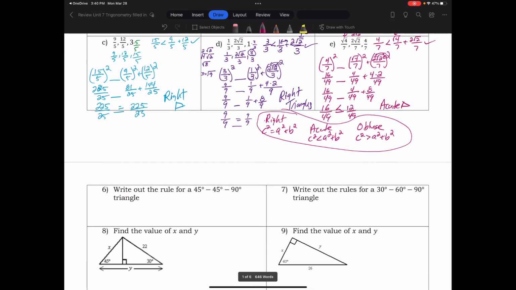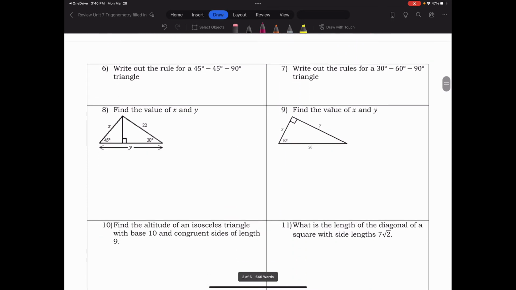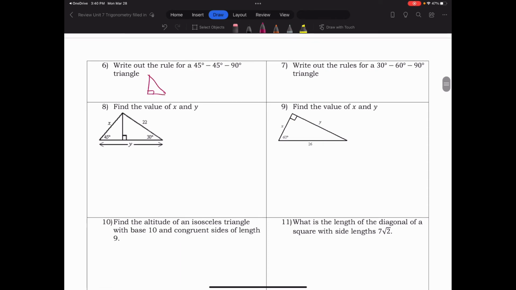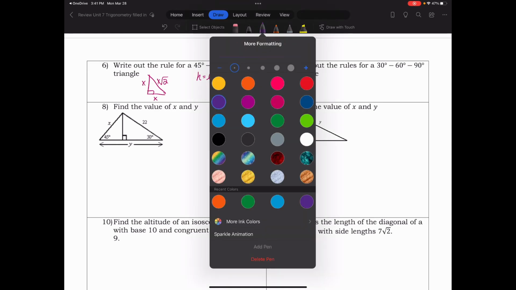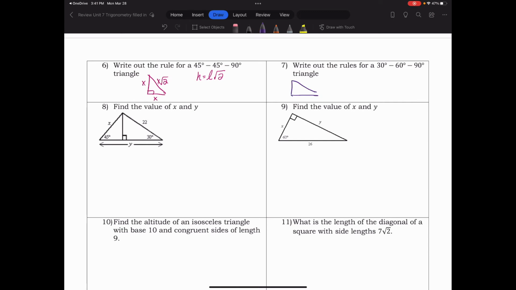This is probably the longest section. So number 6 is write out the rule for 45, 45, 90. We can draw it here. If this is x, this is x, this is x radical 2 for 45, 45, 90. I know that my hypotenuse is always equal to my leg times radical 2. 30, 60, 90. Here's my 30 degrees, here's my 60 degrees. If this is x, this is going to be 2x, and this is x radical 3. So I know that my hypotenuse is always 2 times my short leg. And I know my long leg is always equal to my short leg times radical 3.